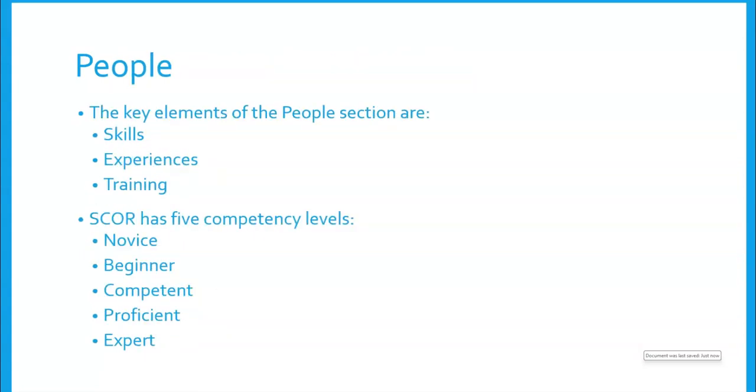The people section focuses on skills, experiences, and training. So what are the skills necessary for people to work in our supply chain? What experiences do they have, and then what training do they have? Training includes supply chain certifications, OSHA certifications, hazardous material trainings. SCOR has 5 competency levels within their people section.